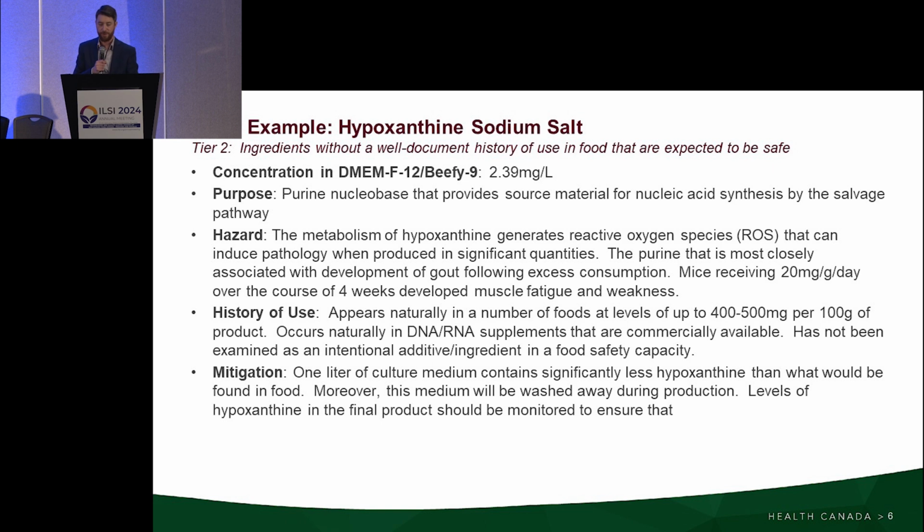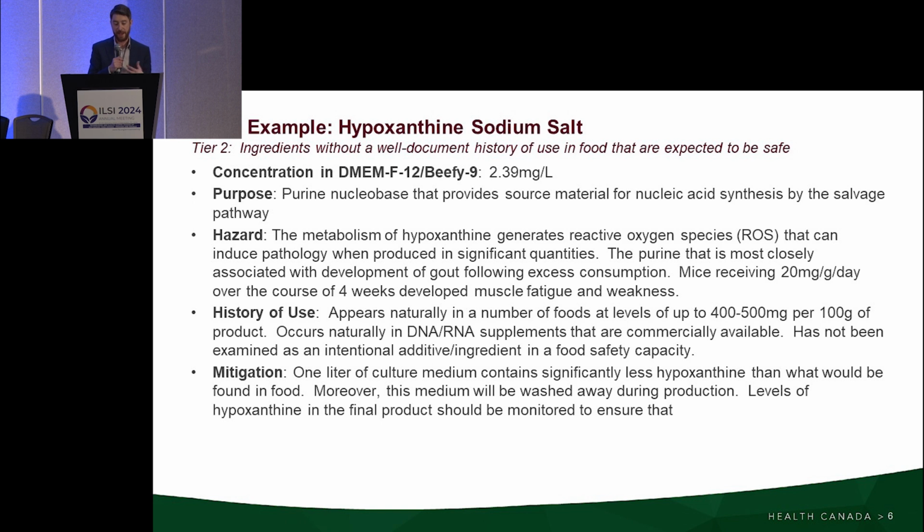And then you have things like hypoxanthine. Hypoxanthine is a purine nucleobase, so it's integrated into nucleic acids. It's naturally occurring. It's often found in transfer RNAs. It's used in cell culture medium as a source material for nucleic acid synthesis by something called the salvage pathway. So they build new purine nucleic acids by breaking this down and building it back up into other nucleic acids.